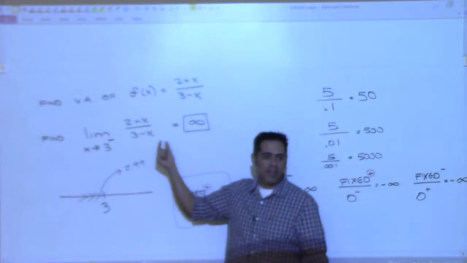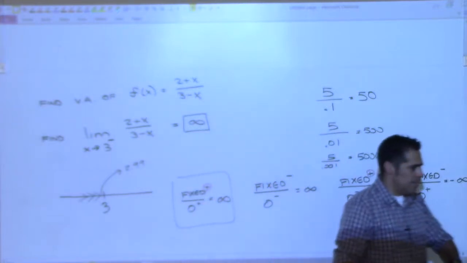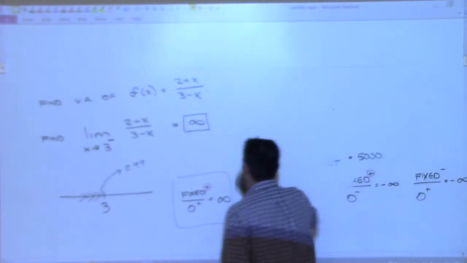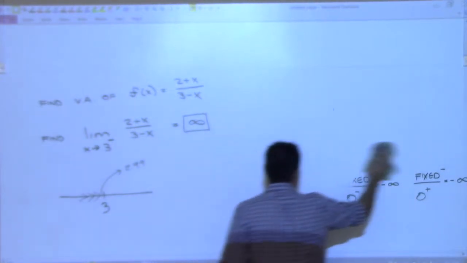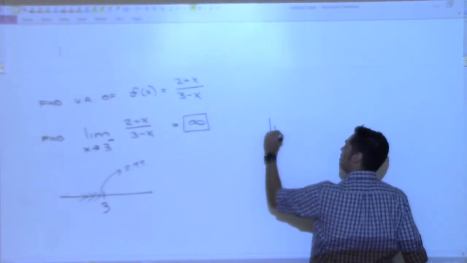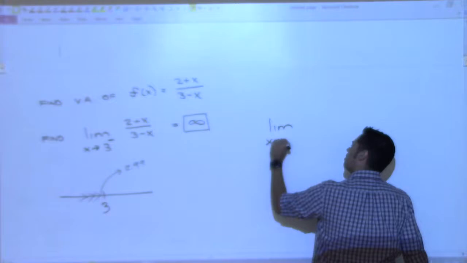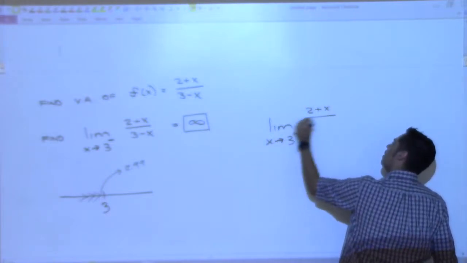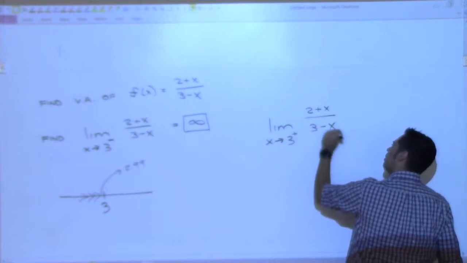What would happen if that goes in there? What would those numbers turn out to be? We're going to come in from the other side now. We're going to see if we get a different answer or not. What is the limit as x approaches 3 from the right-hand side of (2 plus x) over (3 minus x)?